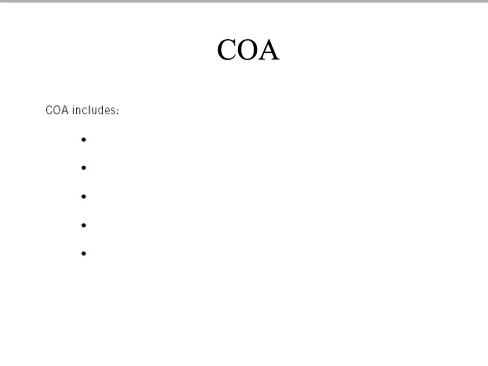So what all is included in COA? Obviously, the first thing is going to be your tuition. In order to go to classes, you have to pay tuition. That's the biggest cost that you're going to have.